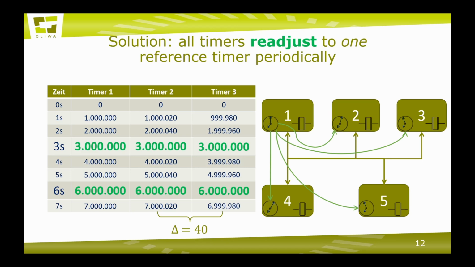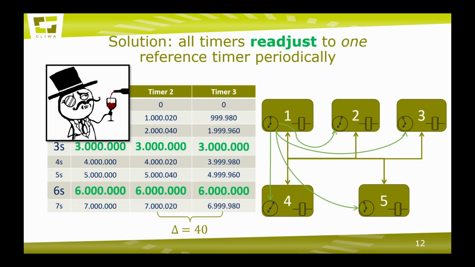Assuming that every 3 seconds we are able to force this readjustment, we see how timer 2 and timer 3 start to drift apart, but are then forced back to the correct values at the 3-second mark and at the 6-second mark. And in this example, that means at the 7-second mark, where we used to have 280 timer ticks difference, it is now only 40 timer ticks. And it will never grow beyond 80 timer ticks. That is much more acceptable for a working professional system.